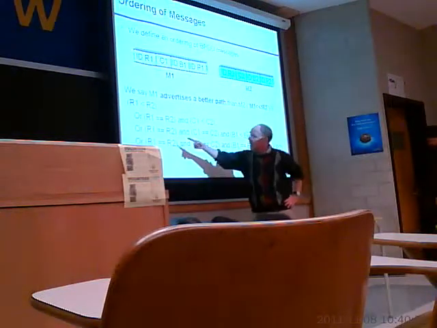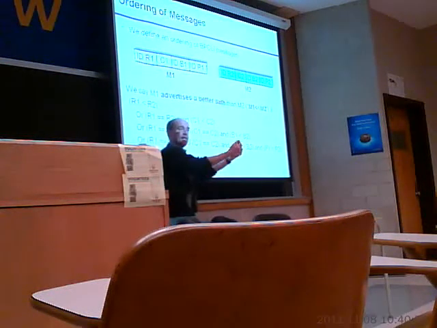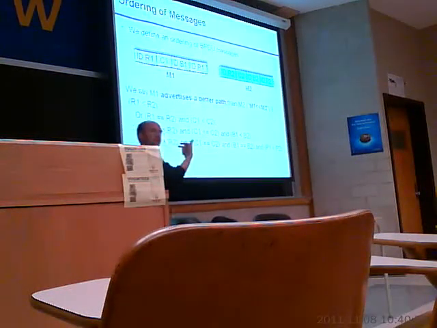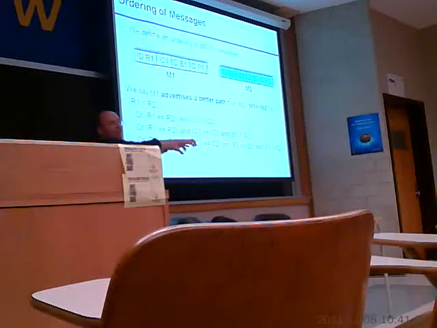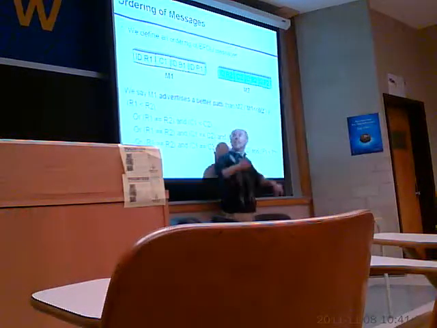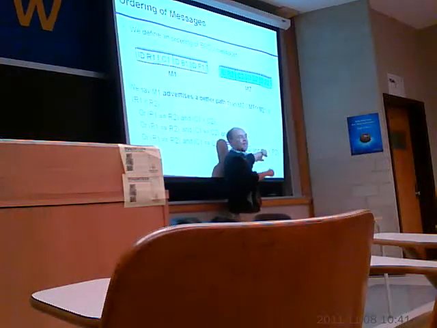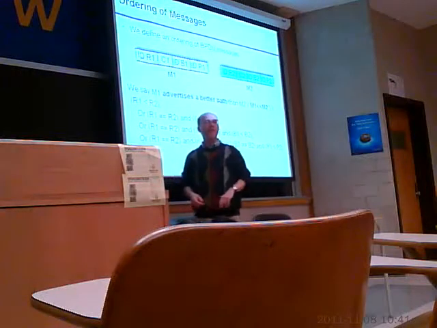Now, if all three are equal, that means a bridge now gets two messages from the same bridge, advertising the same cost. Then you say, well, the smaller port number advertises a better path.